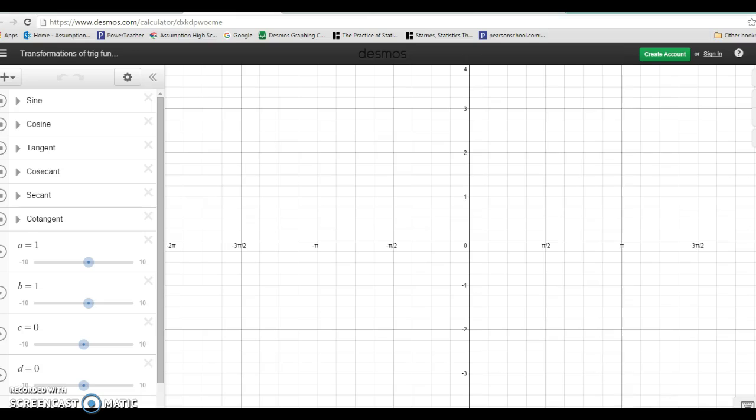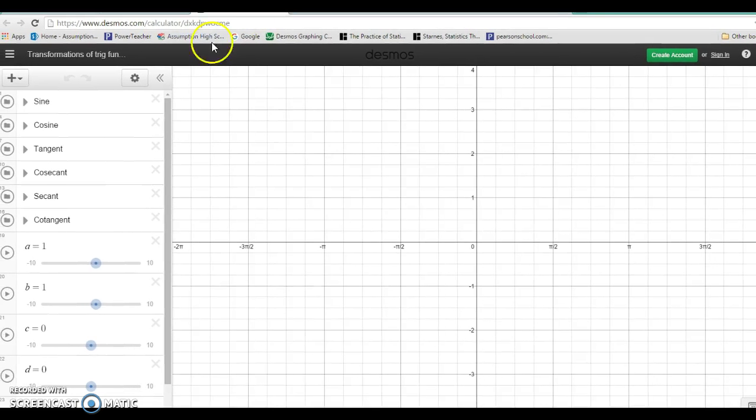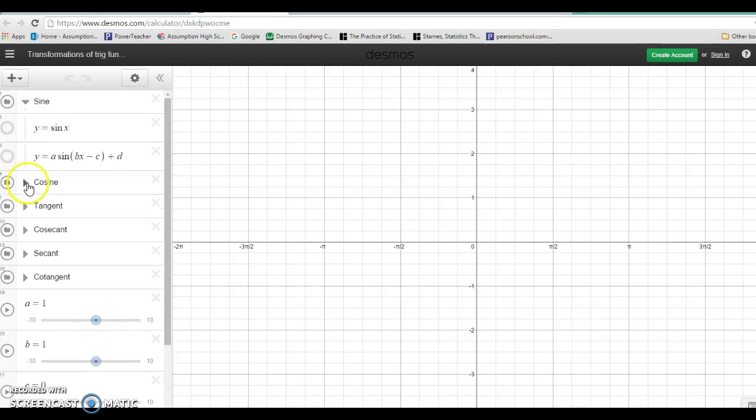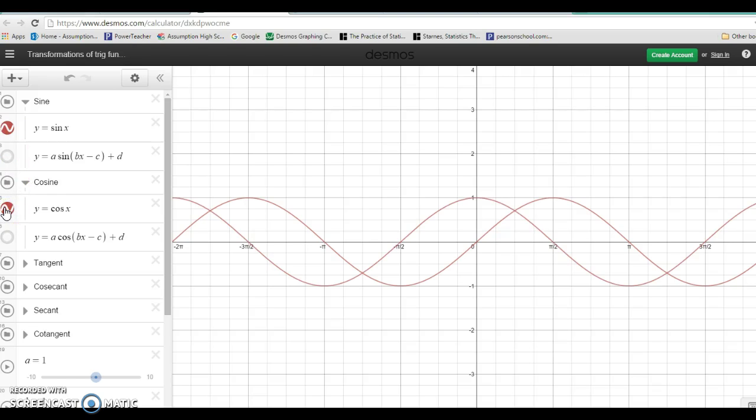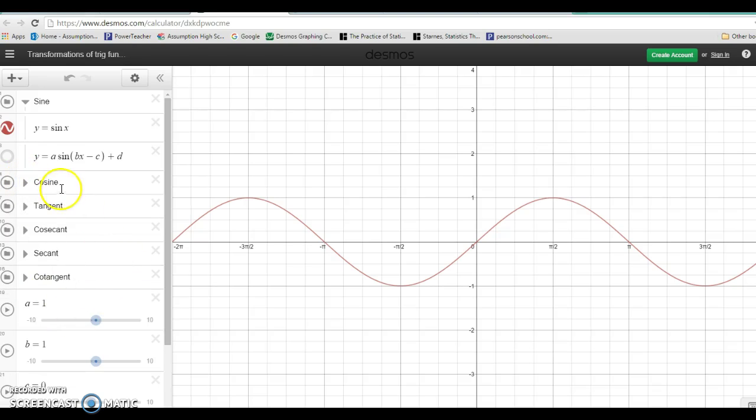Now it would be a good idea for this to have sine and cosine open. You can ignore the rest. Notice if I click next to sine, it turns sine on. Cosine likewise, it is going between negative 2 pi and positive 2 pi when you click on it. We go ahead and turn cosine off and just focus on sine. Now I'm going to close sine actually so you can see more of it.